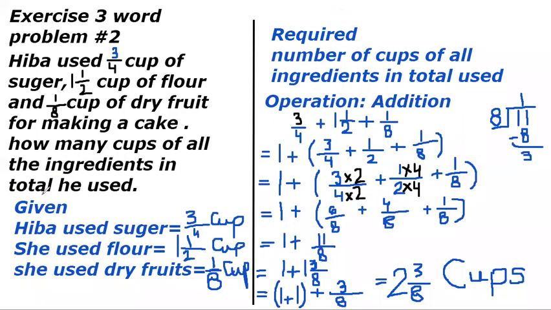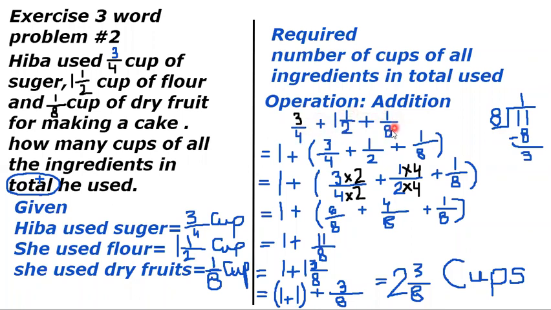So in this word problem, total is a clue word and total means which operation? Addition. So which operation is used here? I have mentioned here operation addition. We have to add these three fractions: 3 upon 4 plus 1 whole 1 upon 2 plus 1 upon 8.